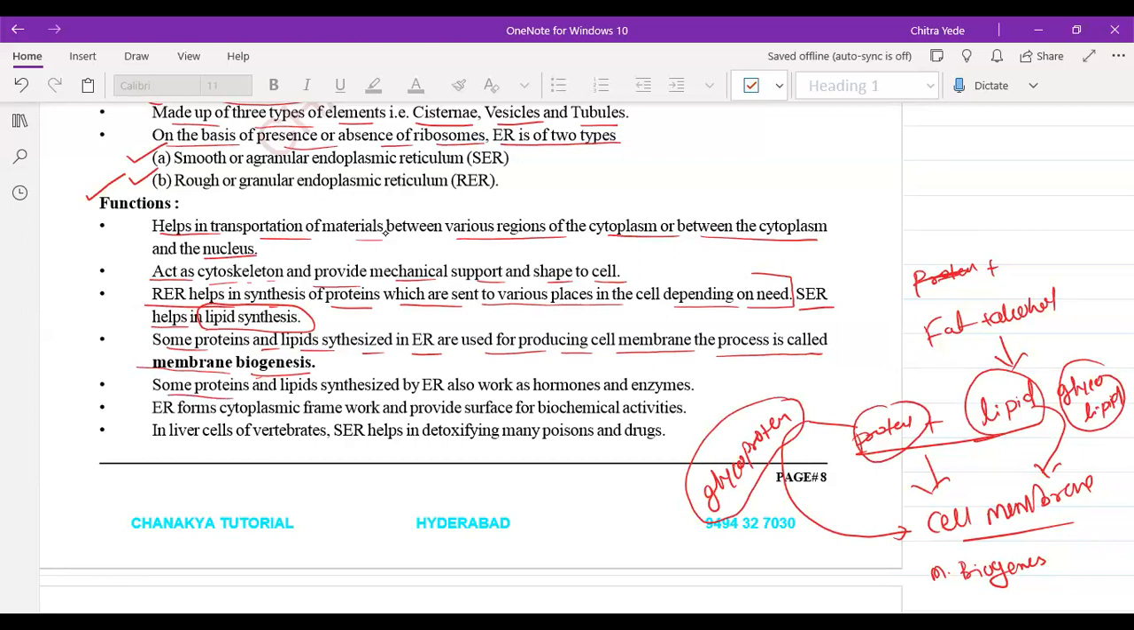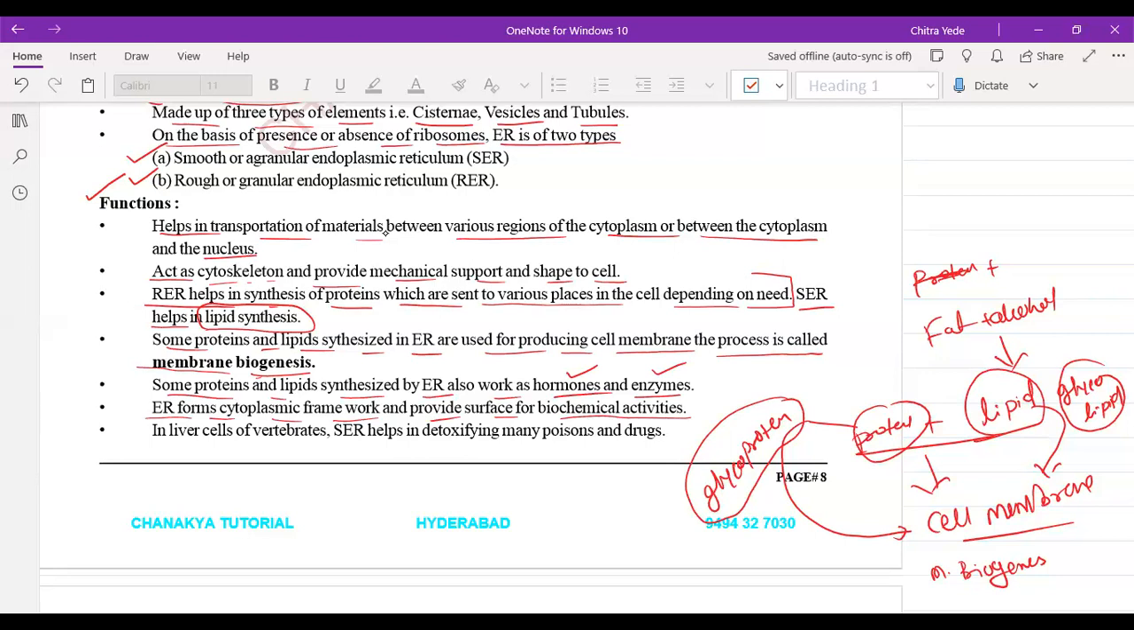Some proteins and lipids synthesized by the endoplasmic reticulum also work as hormones and enzymes. Proteins synthesized by them act as a hormone as well as an enzyme. The endoplasmic reticulum forms the cytoplasmic framework and provides a surface for biochemical activities. Whatever chemical activities take place in our body, the endoplasmic reticulum provides the surface area.